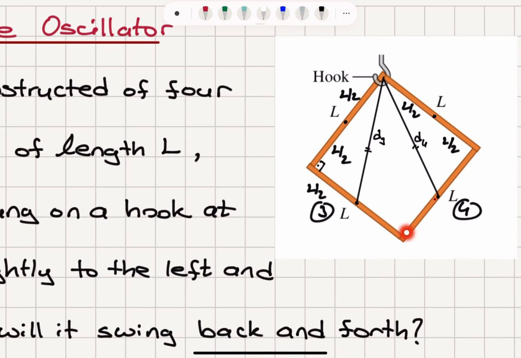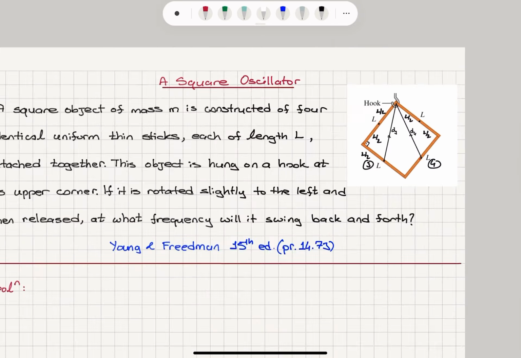So this is our object. Four identical thin uniform rods, length L, and we can see here that because this is a symmetrical object, the center of mass will be right in the middle. And if you consider the center of the third and fourth segments, we can see that they're at a distance d3 and d4 from the pivot point, which are equal distance, and the center point is at a distance L over 2 from the end point.